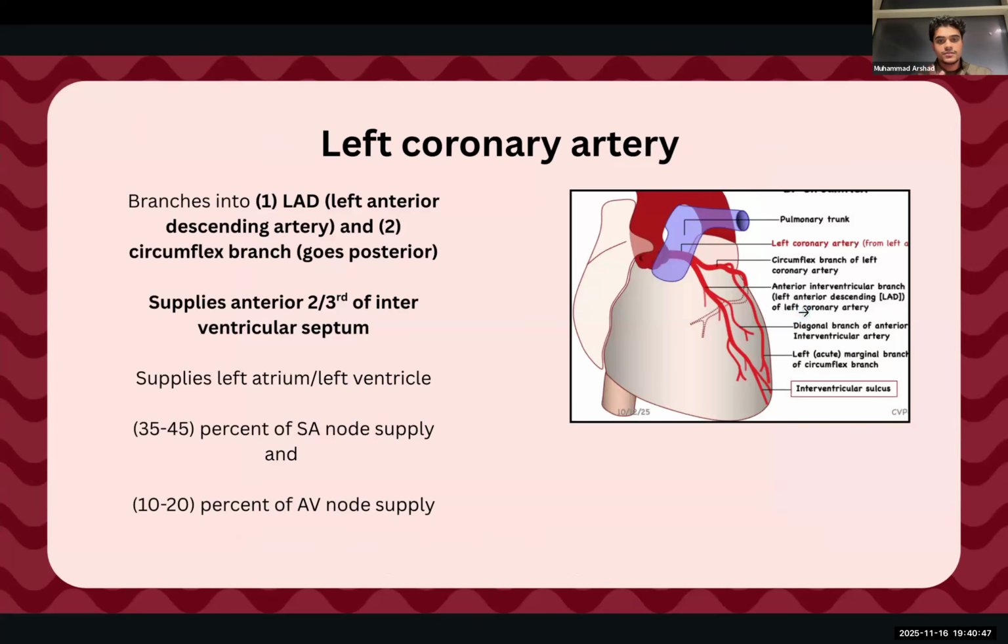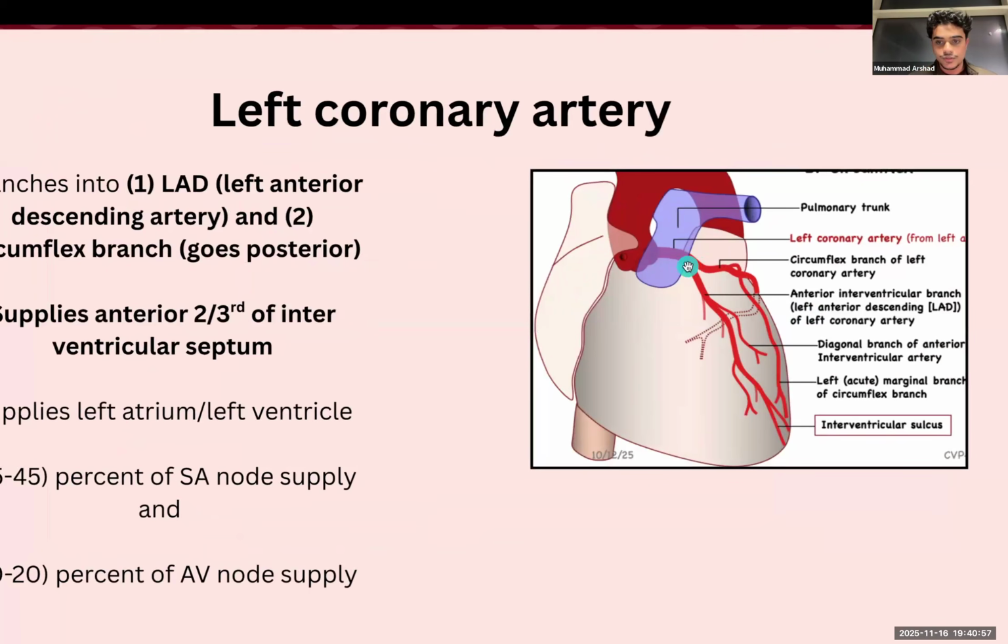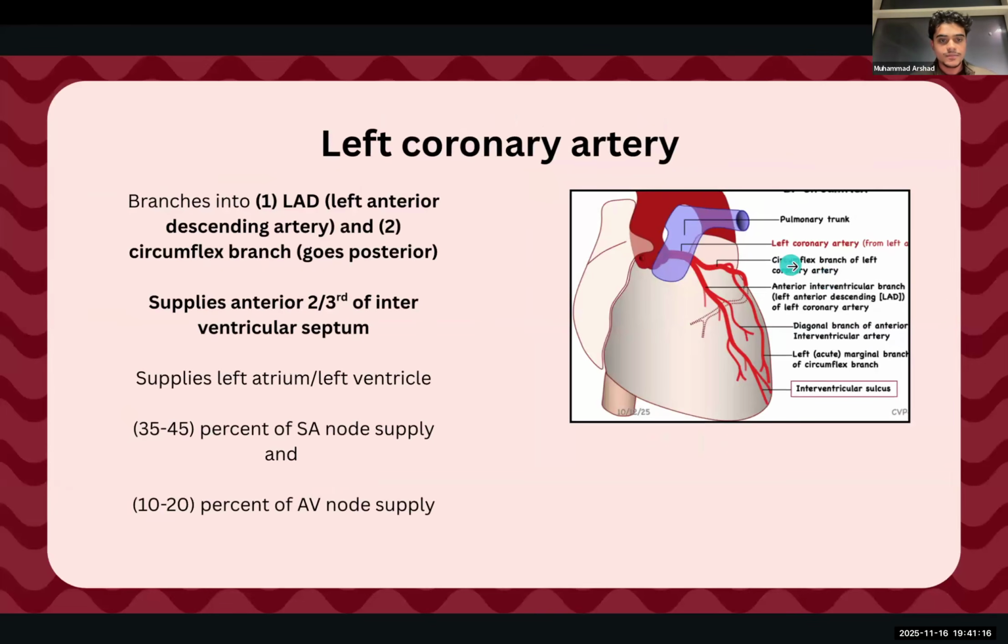Okay, so we spoke about the right coronary artery, which runs in the right coronary sulcus, and this is the left coronary artery, which is going to be running in the left coronary sulcus. So let's just get straight into it. There are really two important branches that you need to know from the left coronary artery. First of all, there's the LAD, which is the left anterior descending branch of the coronary artery. So that's this one, right? And it's going to be covering the anterior surface. And then you have something called the circumflex branch of the coronary artery.